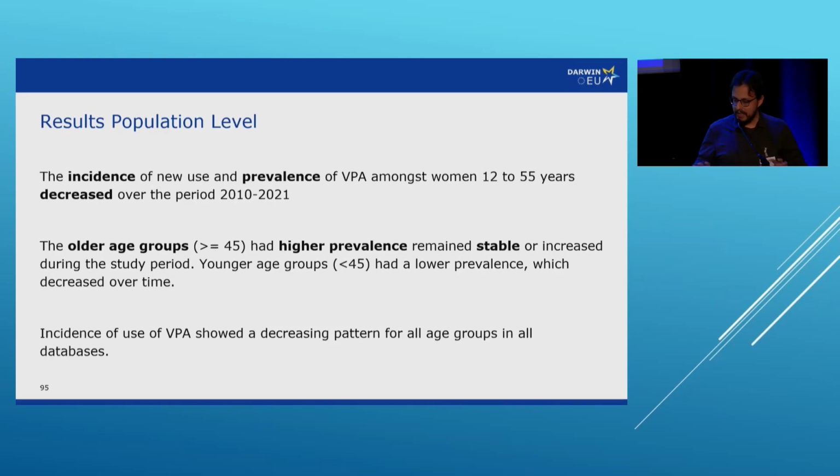So basically, quick results. The incidence of use of valproate decreased for all the databases that we studied in the period that we studied, and basically older age groups were having higher use of this drug. That makes sense because we're trying to avoid this drug in women that want to have children.